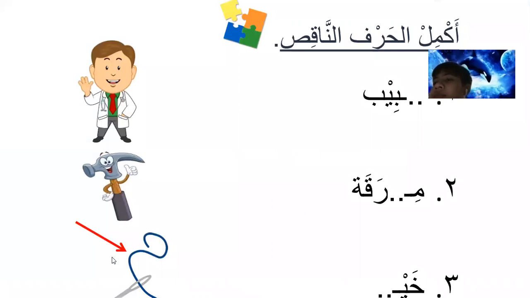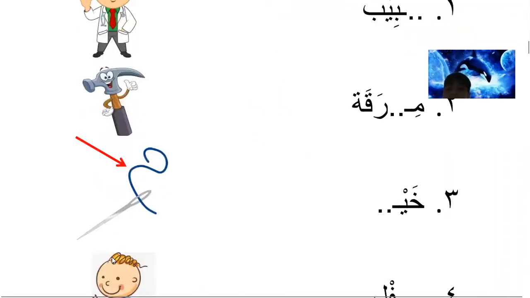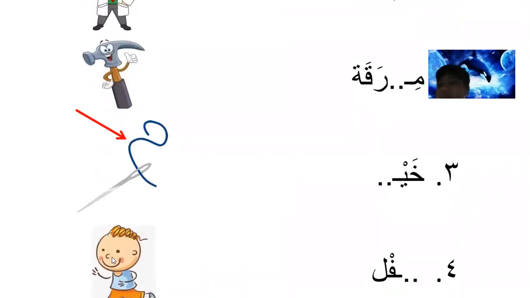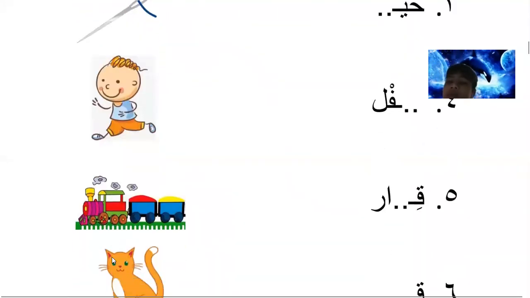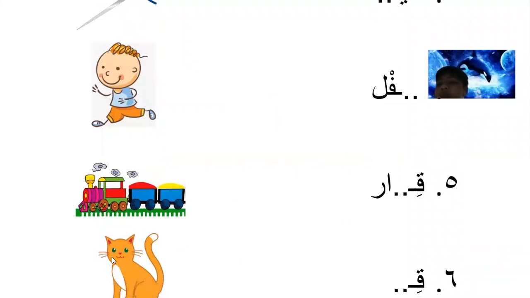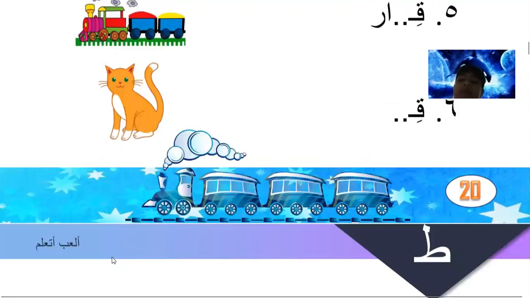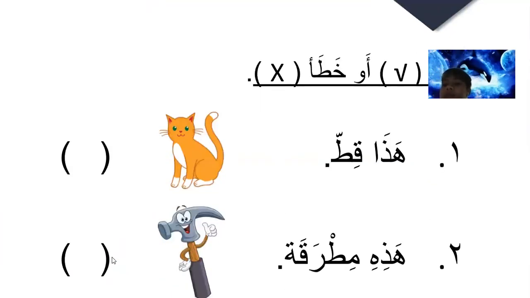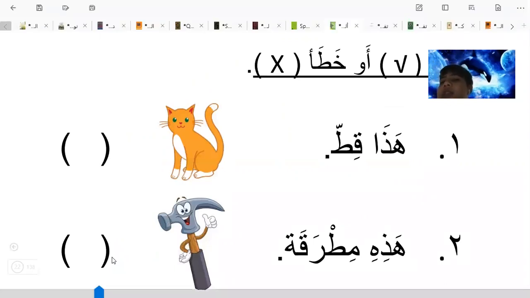Akmil al-harf al-nakis. The missing letter. Tabib. Good. Mitraqa. Good. Then kite. Okay. Tifl. Good. Guitar. Good. Kit. Sa au khata. Correct or wrong? Haza kit is sahi.